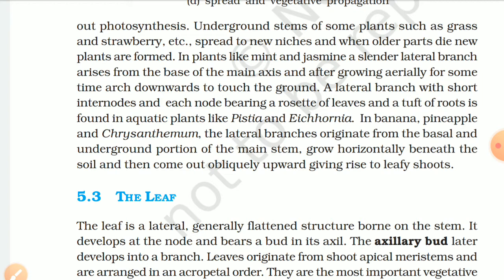In plants like mint and jasmine, a slender lateral branch arises from the base of the main axis and, after growing aerially for some time, arches downward to touch the ground. A lateral branch with short internodes and each node bearing a rosette of leaves and a tuft of roots is found in aquatic plants like Pistia and Eichhornia. In banana, pineapple, and chrysanthemum, the lateral branches originate from the basal and underground portion of the main stem, grow horizontally beneath the soil, and then come out obliquely upward, giving rise to leafy shoots.